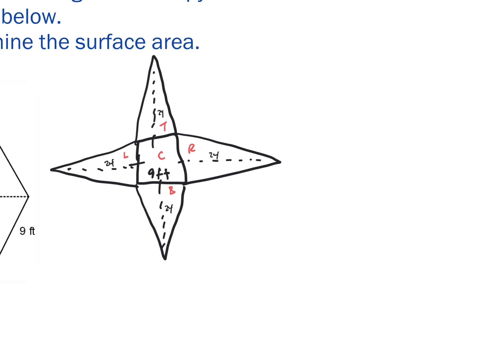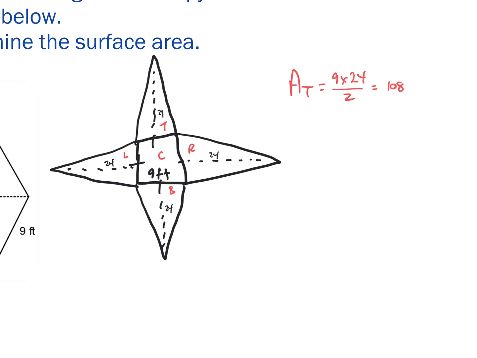Okay? So the area of the top, it's a triangle. How do we find the area of a triangle? Remind me. Excellent. Base times height divided by 2. So that's 9 times 24 divided by 2, which is 108 square. Well, I'm not going to put the units in. I'll put the units in for our last answer.